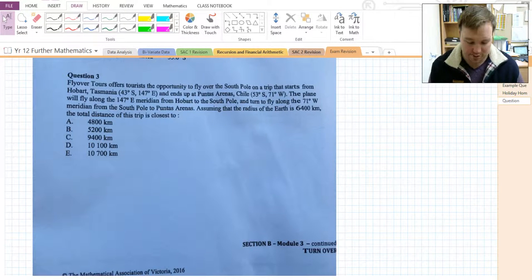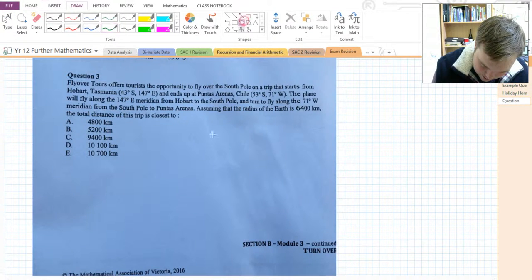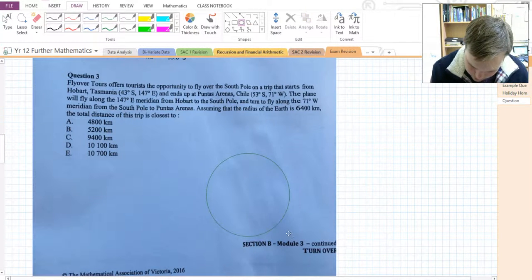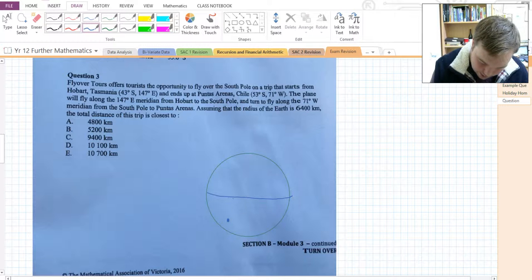This one is quite hard to visualize. I think it certainly helps if you draw a diagram. So if this here is the world, what's happening is the plane is going from Hobart, and if we call that the equator, I'll move Hobart down a bit, that's Darwin, that's Hobart. We know that Hobart is essentially 43 degrees south of the equator. So it's 43 degrees down that way. So from there, they're starting from there and they're flying directly south to the South Pole.